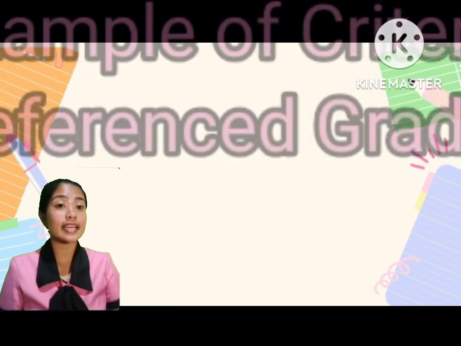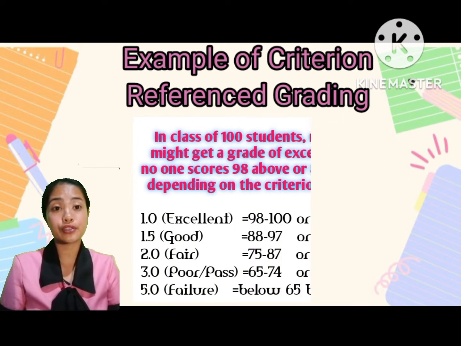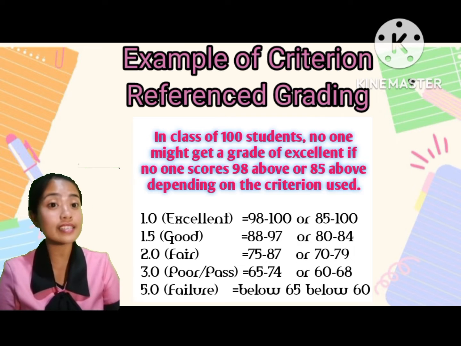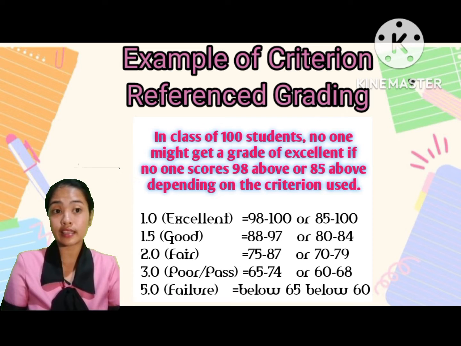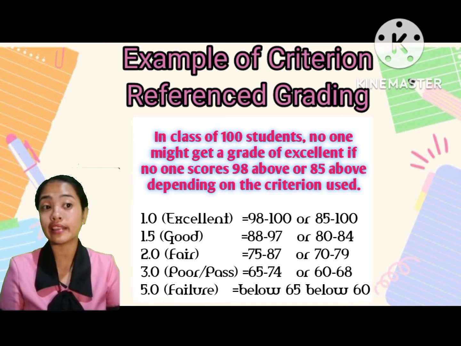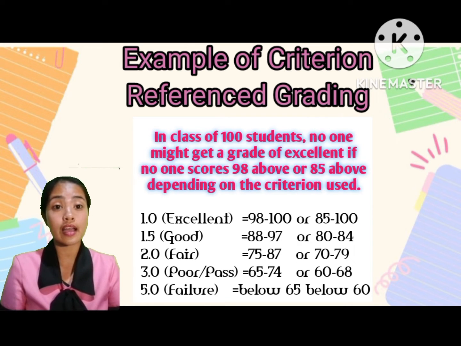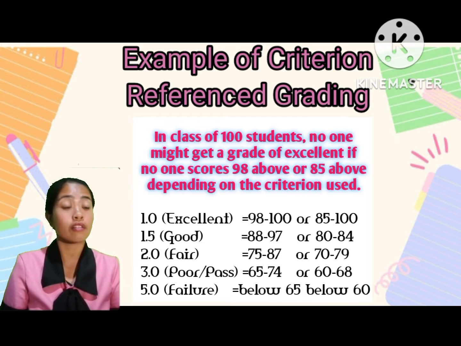So this is an example of criterion-referenced grading. As you can see, in a class of 100 students, no one might get a grade of excellent if no one scores 98 and above, or 85 and above, depending on the criterion used.